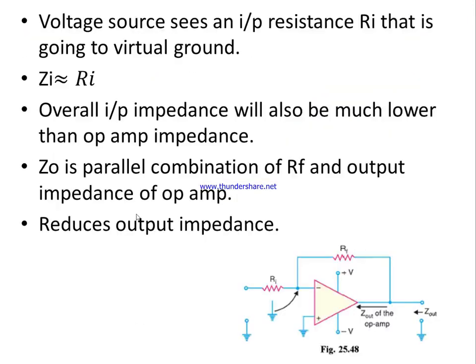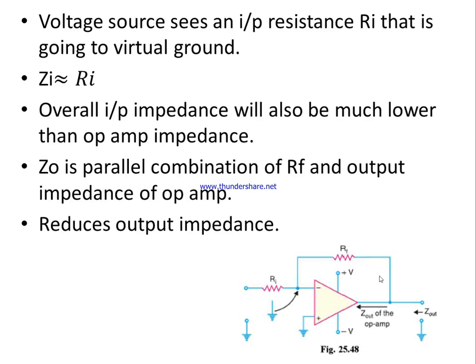So when we are taking this case, if we are taking the RF, one end of RF is connected to ZOUT and the other end is connected to virtual ground, that is ground. Clear? So actually RF and ZOUT are parallel to each other. Both the terminals of ZOUT and RF are connected to the output terminal, and the other ends of ZOUT and RF are grounded. So ZOUT and RF are parallel to each other. So what will be the total output impedance? The total output impedance will be less than the value of ZOUT.